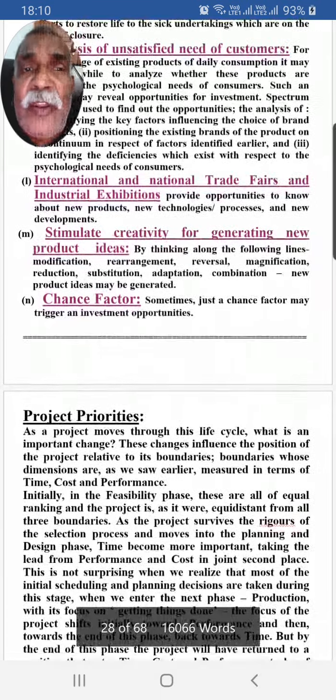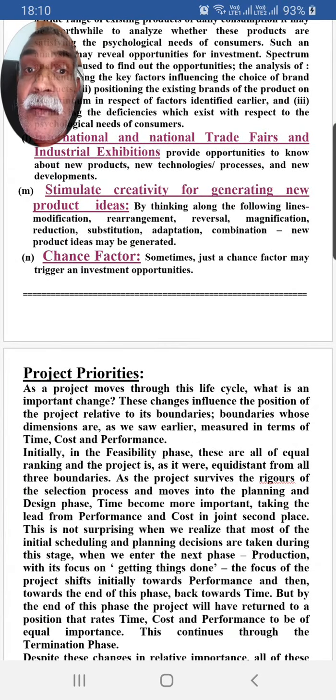By thinking about the following: modifications, rearrangement, reversal, magnification, reduction, substitution, adaptation, combination, new product ideas may be generated. So you have to think for modifications, rearrangements, reversals, magnifications, reductions, substitutions, adaptations, combinations that will generate new ideas for the new business.